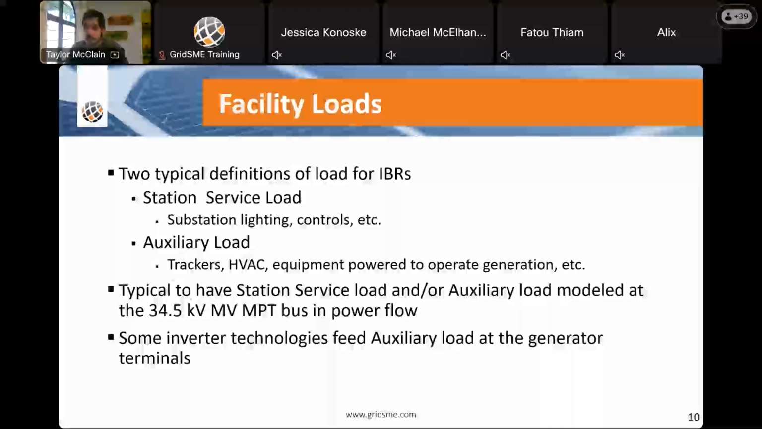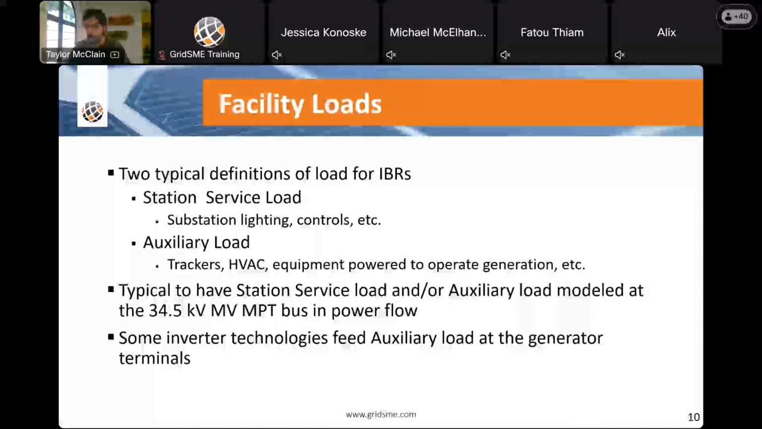And then there's the auxiliary load, which is essentially anything that needs to be powered in order to generate power. And so those could be things for solar, like the trackers, or for battery energy storage, like HVAC. And so, as mentioned earlier, this can oftentimes be fed from the medium voltage bus of the project substation. Sometimes it has to be so that there can be separate metering and the controls there. But sometimes it is fed from the generator terminals. But at a high level, those are really the two types of loads that you're going to see for an inverter-based resource.